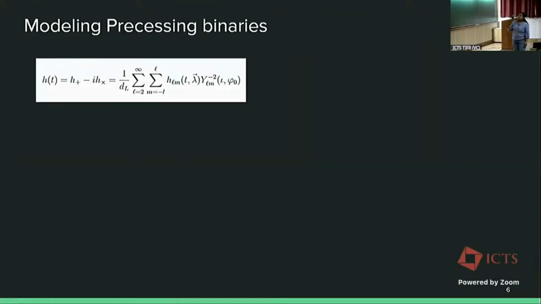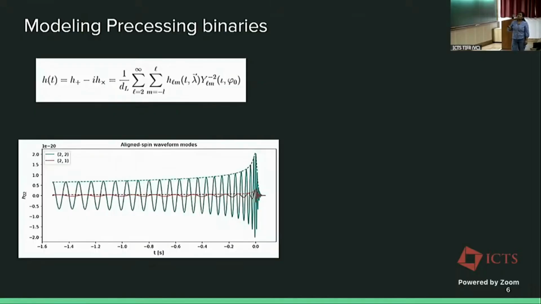So this gravitational waveform h can be decomposed into different spherical harmonic modes, called h_lm. And here I'm plotting a waveform from an aligned-spin waveform mode. So you can see, as in the movie I showed of the gravitational waveform, for aligned spins the direction of the orbital angular momentum is always fixed.